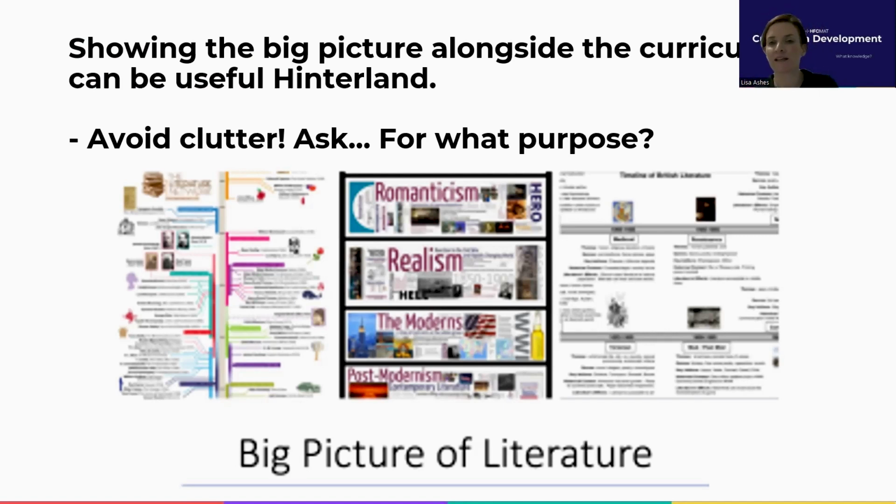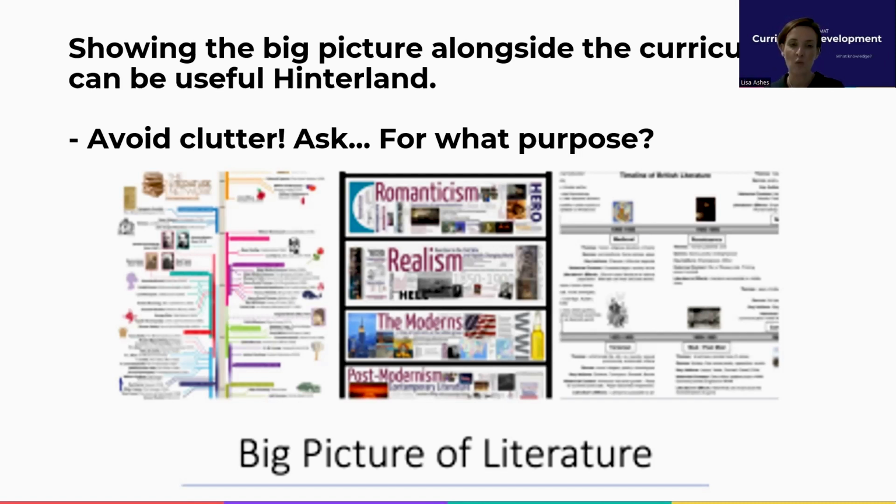Hinterland does not necessarily mean that it is extra knowledge around the topic that you're covering. It could also be the big picture of learning alongside what they're learning, so they can actually see where their knowledge sits within the big picture. So for example, for English, we might use a timeline to add hinterland knowledge. They don't necessarily need to know where exactly a particular text is sitting in the timeline for literature. However, later, when they come to study at A-level or degree, this hinterland knowledge comes in very, very useful. It also allows them to make connections between different texts.